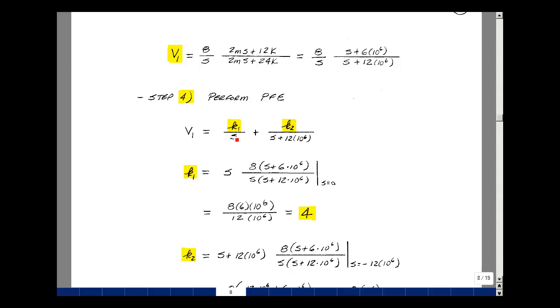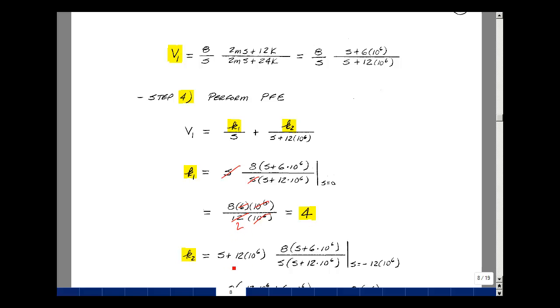So we could write this as some K1 over S plus some K2 over S plus 12 times 10 to the 6th. So we'll take this expression and multiply it by S, and then let S equal 0. Terms cancel, and so I get 8 times 6 times 10 to the 6th divided by 12 times 10 to the 6th. The 10 to the 6th cancels. The 6 and the 12 become a 2. And then 8 divided by 2 is 4.